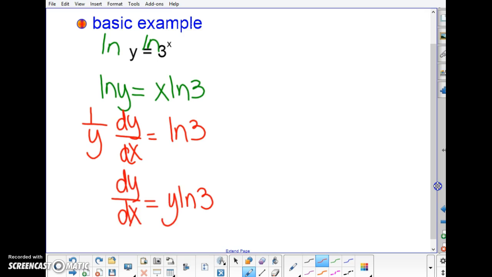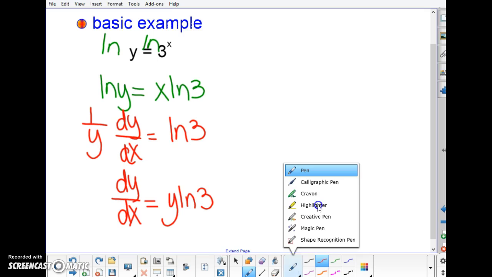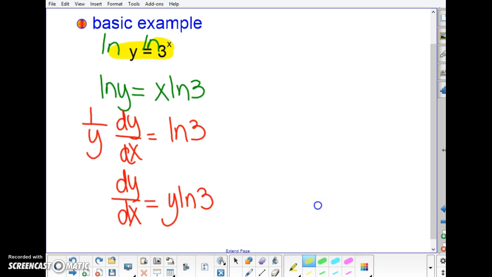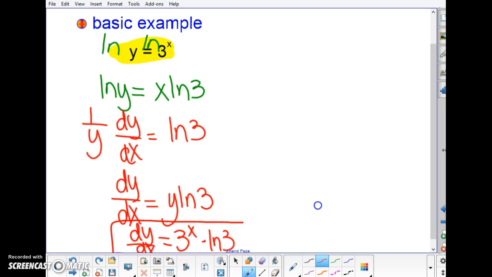But because I actually know what y is, here's why I know what y is. Look back up here, y equals 3 to the x. I'm not really going to write that dy dx is y natural log of 3. I'm going to write that it's 3 to the x times natural log of 3. Kind of a better format for our answer.